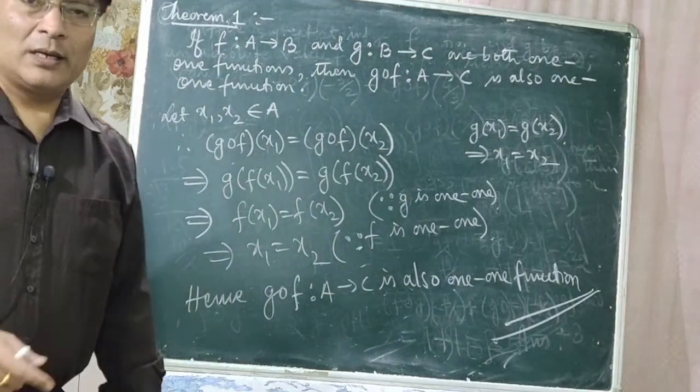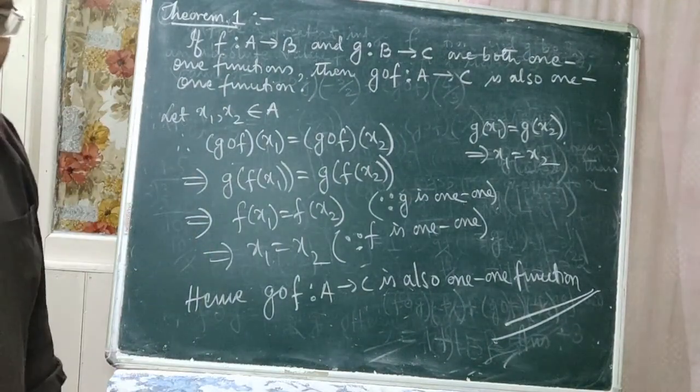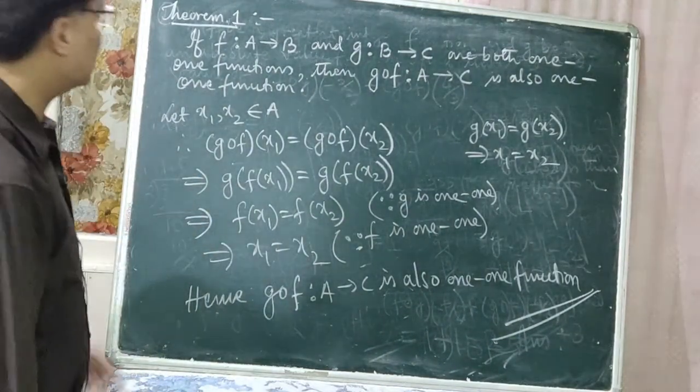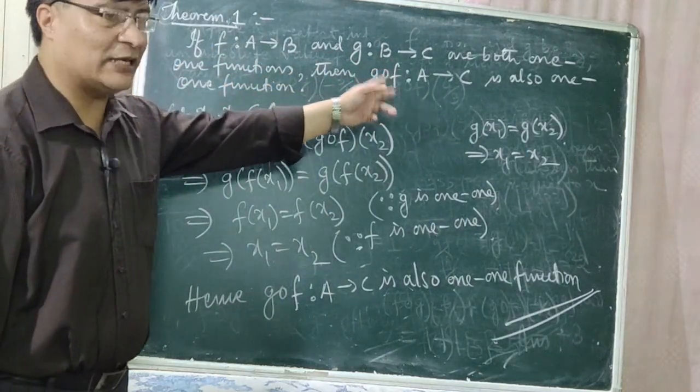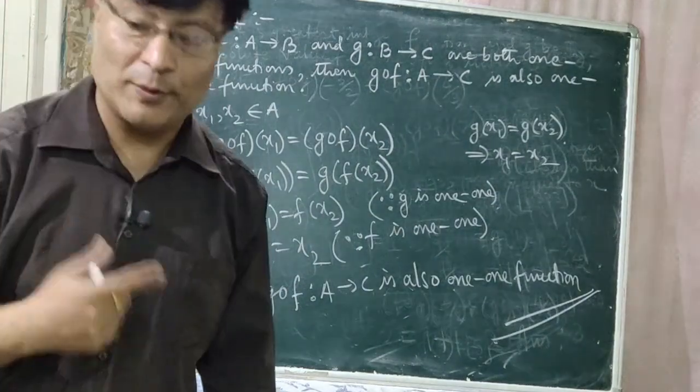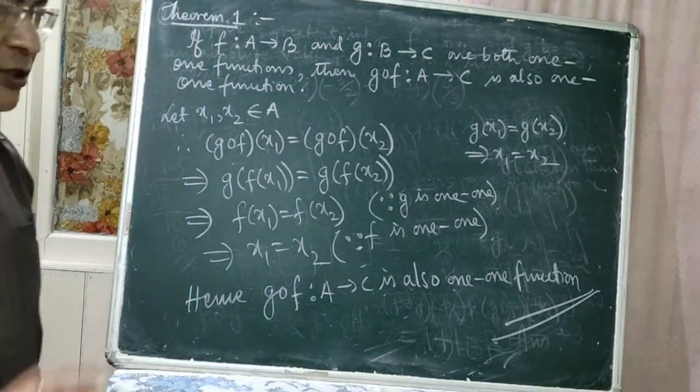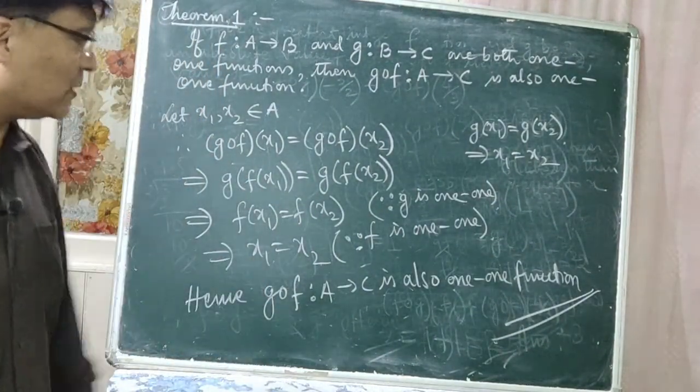Okay, so now we'll do the next theorem. In the next theorem, we have to prove that if f and g are both onto functions, then gof from A to C is also an onto function. We will prove that theorem now. Okay, so you can copy it.